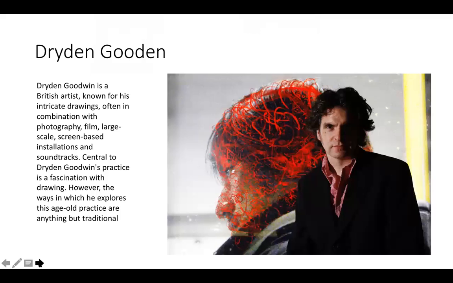So this is another artist. His name is Dryden Gooden. Dryden Gooden is a British artist known for his intricate drawings, often in combination with photography, film, large-scale screen-based installations, and soundtracks. Central to Dryden Gooden's practice is a fascination with drawing. However, the ways in which he explores this age-old practice are anything but traditional.